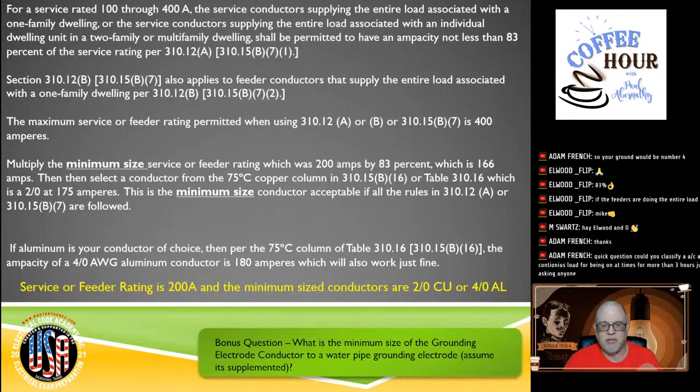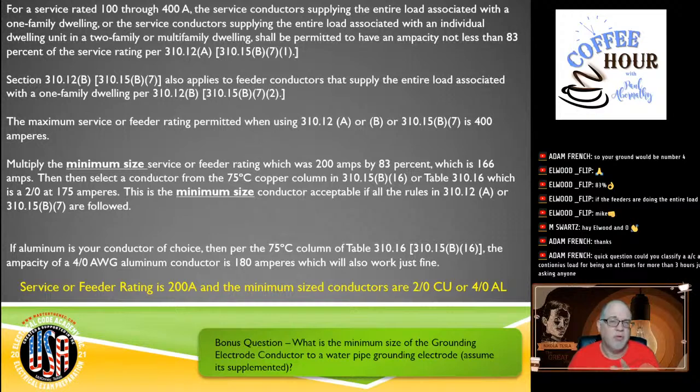So again, for the 200 amp, minimum size conductors would be a 2/0 copper or 4/0 aluminum. Okay, bonus question: what is the minimum size for the grounding electrode conductor to the water pipe ground electrode, assuming that it is supplemented? We'll assume that it's supplemented and everything's good. What would you be required for a water pipe ground here? In this case, it's all based on the conductor sizing. Our conductors were a 2/0 copper.